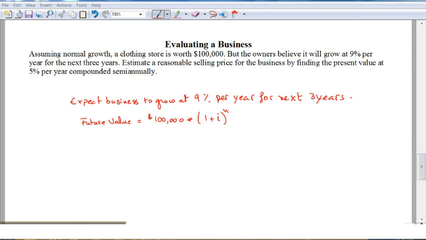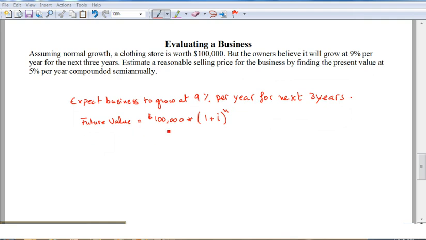So with normal growth it's 100,000, but if it's not normal growth, the owners believe it's going to grow 9% per year for the next 3 years. So we expect the business to grow 9% per year for the next 3 years. Now we're going to find the future value.